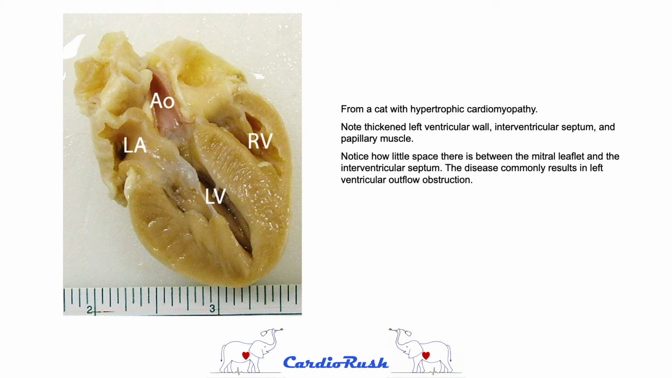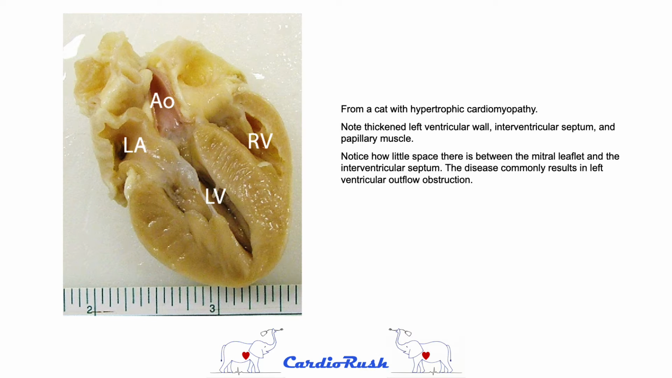This heart is from a cat that had hypertrophic cardiomyopathy, and you can notice the thickening of the left ventricular free wall as well as the papillary muscles. The interventricular septum is in close opposition to the anterior leaflet of the mitral valve, and this can sometimes lead to obstruction to blood flow from the body of the left ventricle out into the aorta.